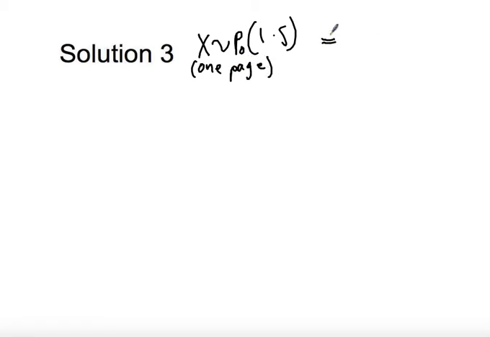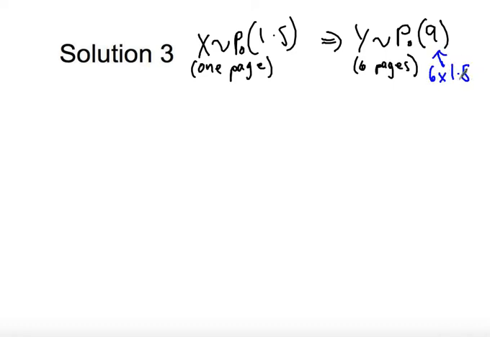Okay, so really we're starting off, if we say X is distributed with a Poisson mean of 1.5, so this is 1 page, and then if we say Y is distributed with a Poisson mean, if we're doing 6 pages, the mean will be 6 times as high. So 6 times 1.5 is 9.